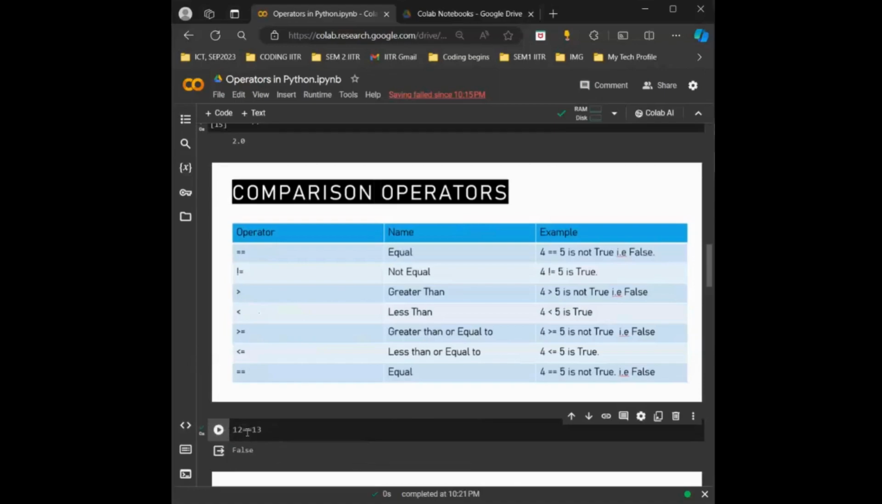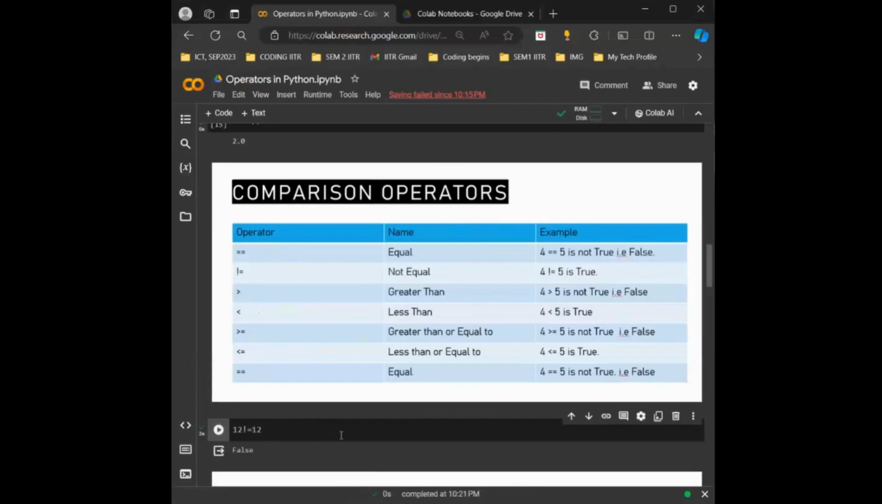Equality is checked. What if I use the not equal to sign here? 12 not equal to 13. Yes, 12 is not equal to 13, so it should give me true. And if I change this value to 12 again, 12 not equal to 12. Is it true? Let us check. While it is executing, keep your answer in your mind. That is false.